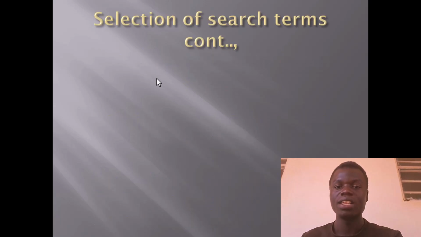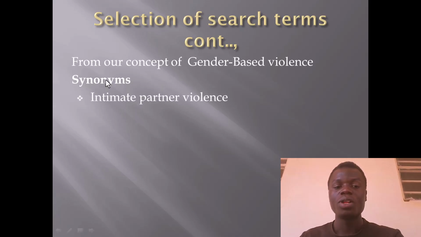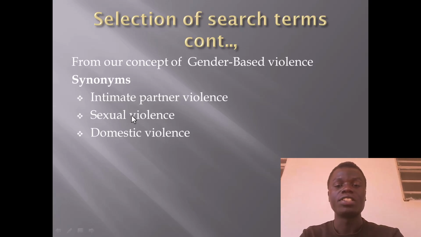In this selection of key terms, for our concept of gender-based violence, this is what we need to do. We are going to find the synonyms related to gender-based violence. We can put intimate partner violence. Instead of using gender-based violence, you can use this synonym to also retrieve the same result, and it widens your research. You can use sexual violence, which is also efficient, and domestic violence as well. By using all these, it increases the scope of your search, and therefore you'll have an efficient research.